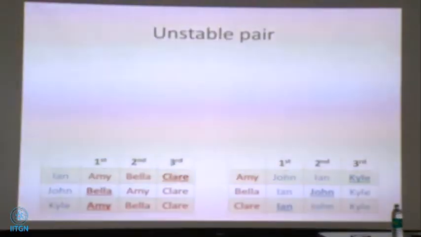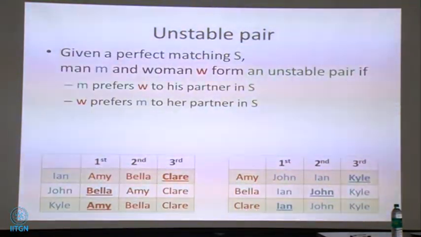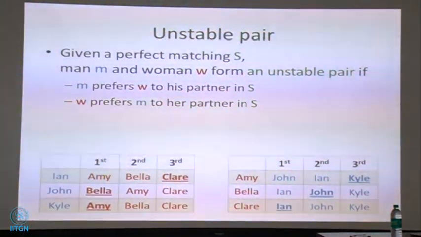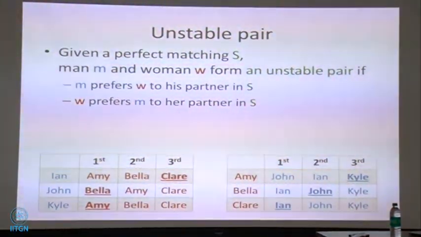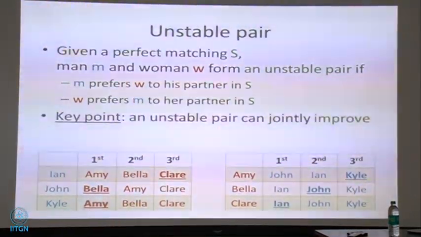A matching is bad if there is an unstable pair. A pair is unstable if there is a man and a woman who look at each other, then look at their current partners and say, we'd rather be together than with our current partners. We both prefer each other to our current partners. If that happens, this pair is unstable and they may elope, thereby breaking our matching. So our matching is unstable, and it's not good.